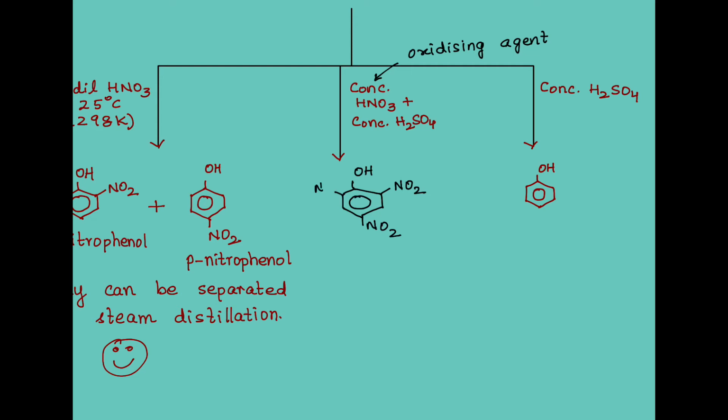Would you like to try and name this product? So obviously our position number 1 is OH, 2, 3, 4, 5 and 6. So it becomes 2, 4, 6 trinitrophenol.